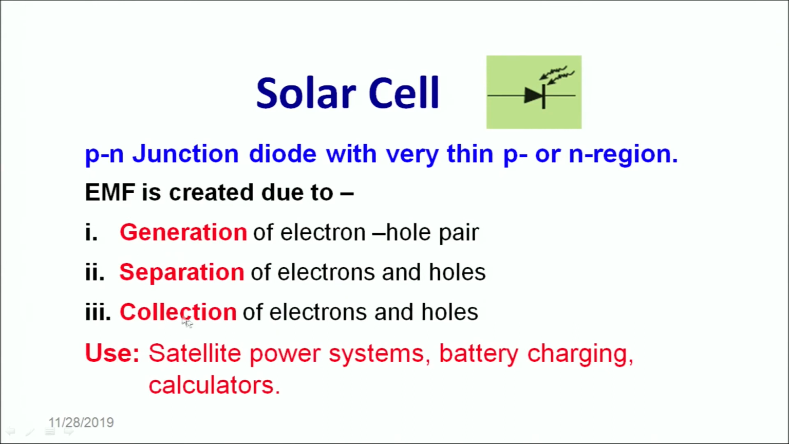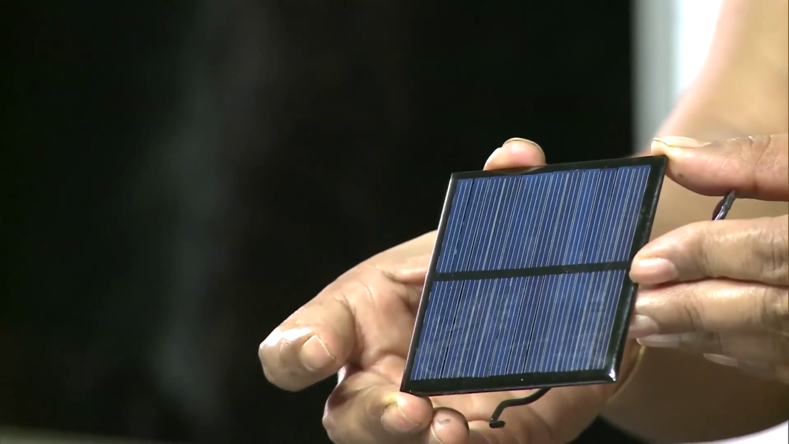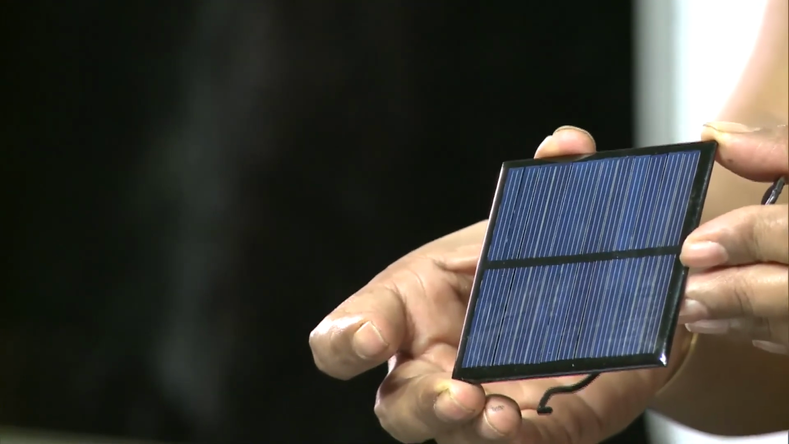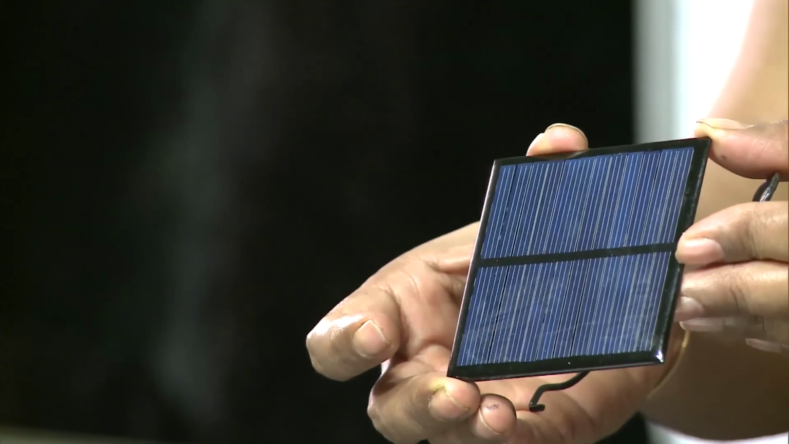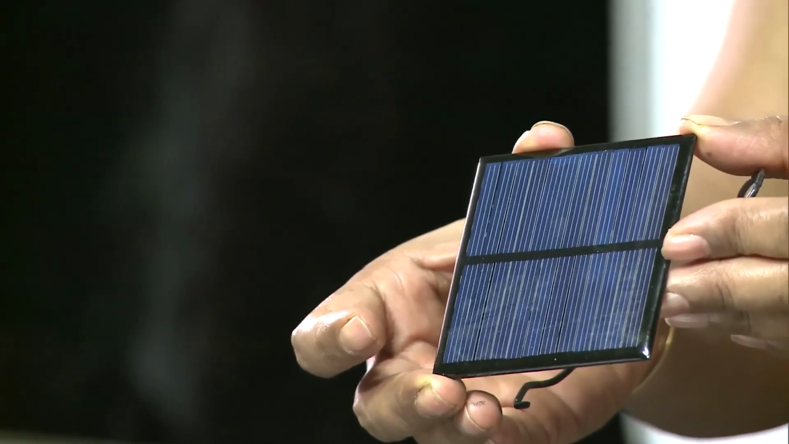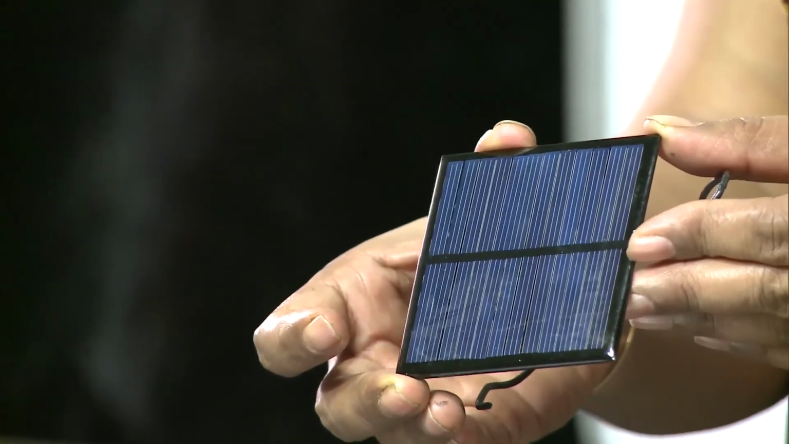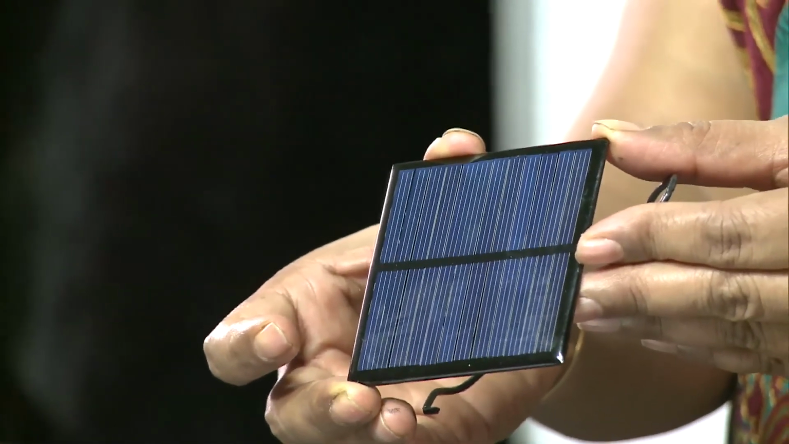When this diode is connected in a circuit, a large amount of current begins to flow. These solar cells find applications in satellite power systems, battery charging and calculators, to name a few. There are immense applications of the solar cell. This is a solar panel, which is a collection of a large number of solar cells. In this 2.5 by 2.5 chip, there are around 400 solar cells.